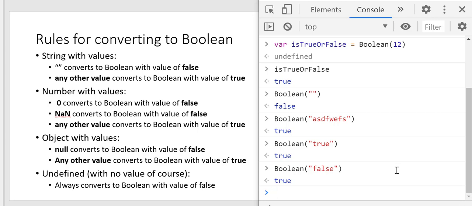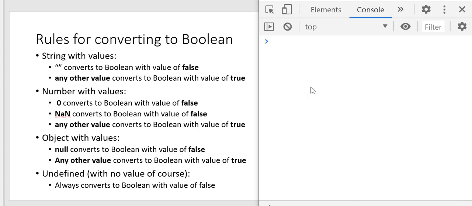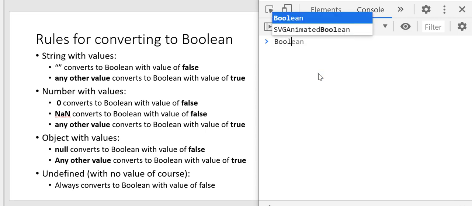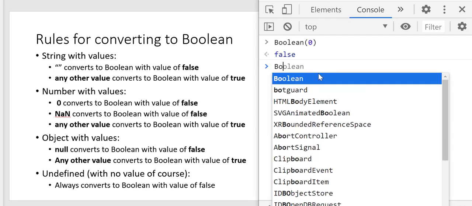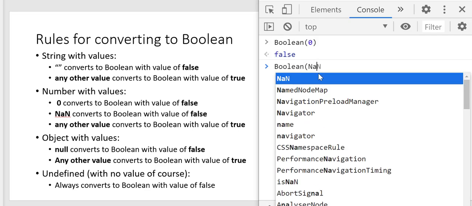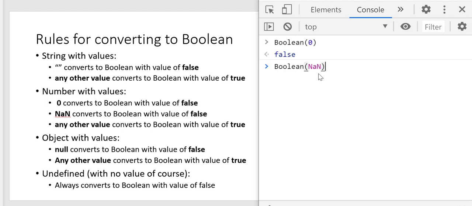Let's look at how numbers convert. The first rule is that 0 converts to the Boolean value of false. And so if we were to get the Boolean conversion of 0, we'll see it returns false. The next rule says not a number converts to the Boolean value of false. And we can use the keyword NaN to see that it's false.